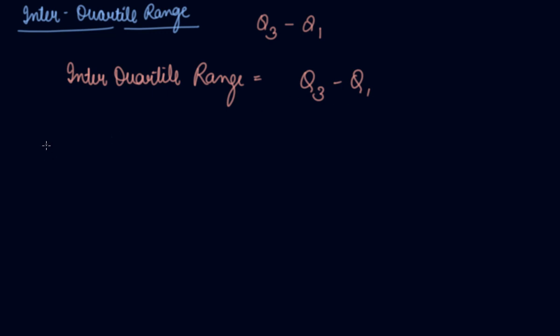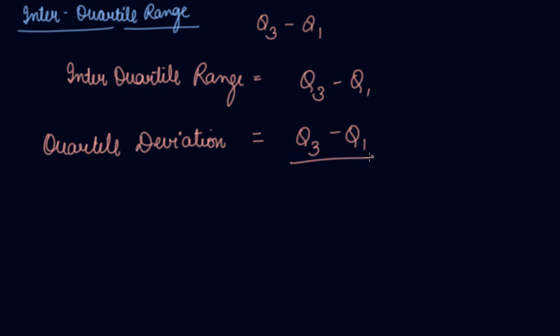Now, the quartile deviation is equal to quartile 3 minus quartile 1 divided by 2. So interquartile range is quartile 3 minus quartile 1, whereas quartile deviation is the measure of dispersion, that is quartile 3 minus quartile 1 divided by 2.